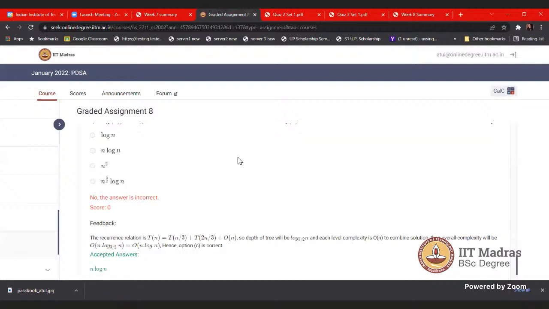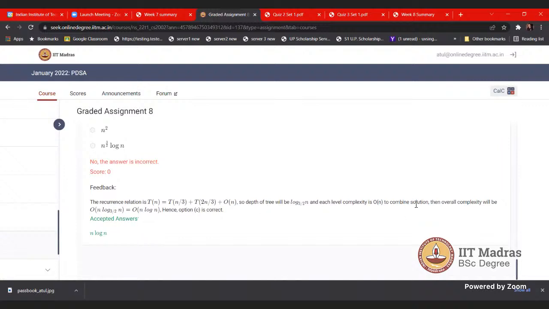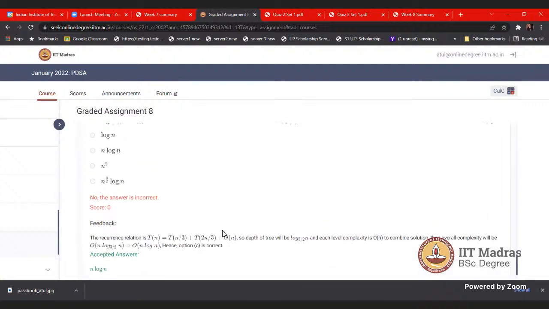So this is a different type of category. We use the term decrease and conquer, where we are reducing the problem space. There are some formulas given on that basis. If we are dividing the problem into an equal number of subproblems at every step, you can use that directly, complexity log n.